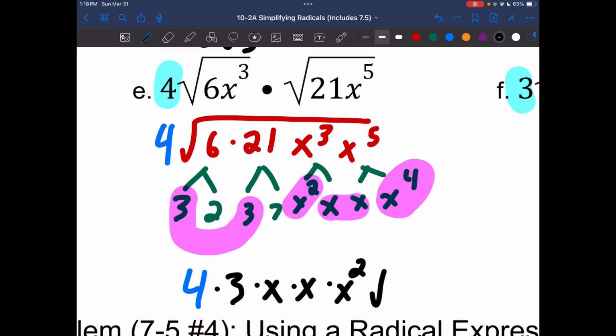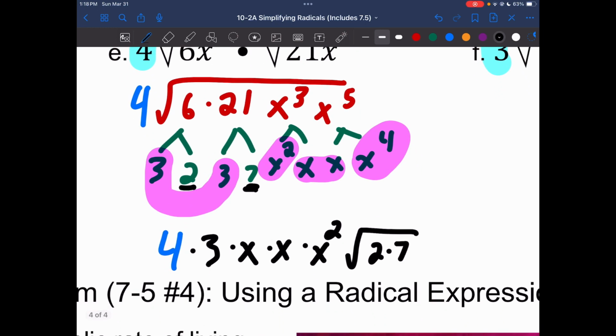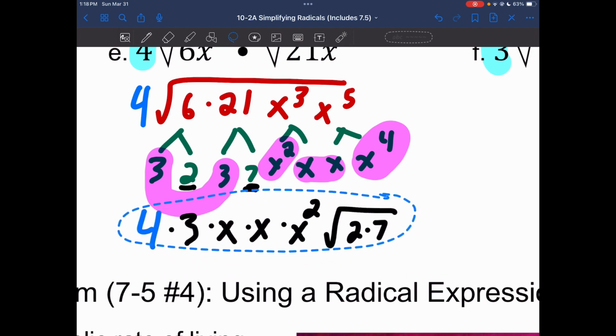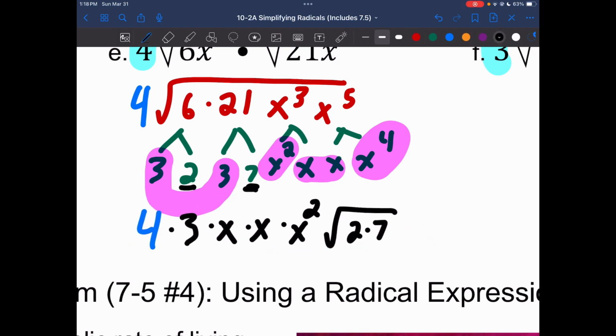And then inside our radical, we have that 7 and that 2. So when we combine all of this, and I'm going to move my work a little bit, when we combine all of this together, we need to multiply 4 times 3, and that gives us 12. We have x squared, so that's 4 total x's, so that's x to the 4th, and it's the square root of 14.